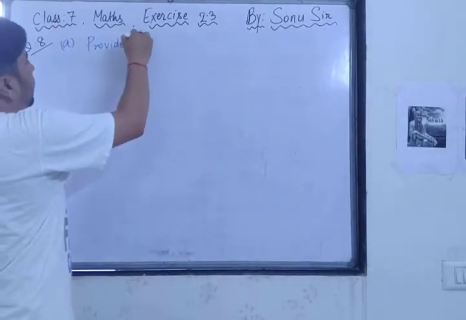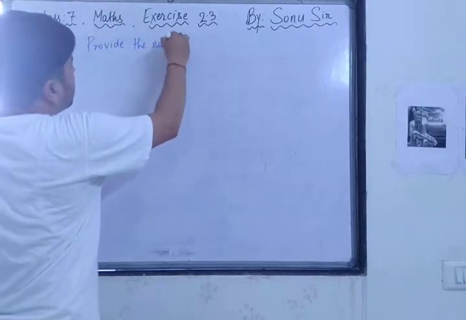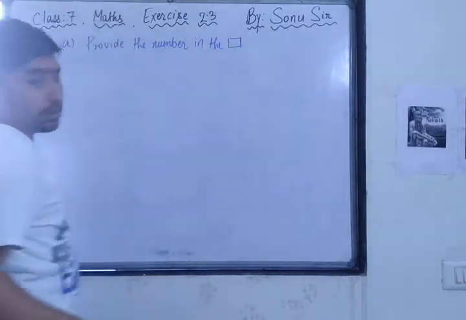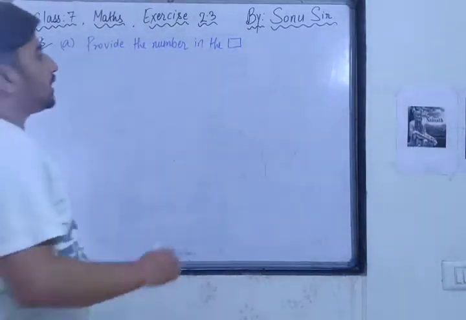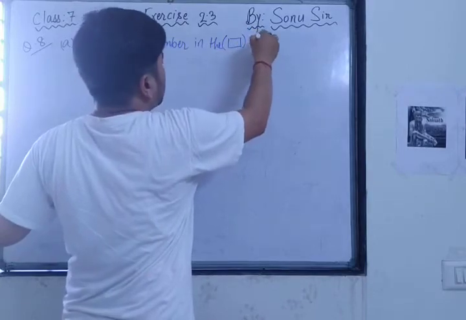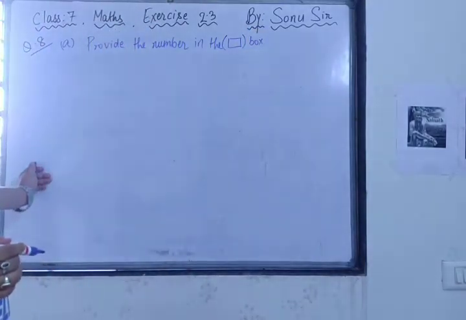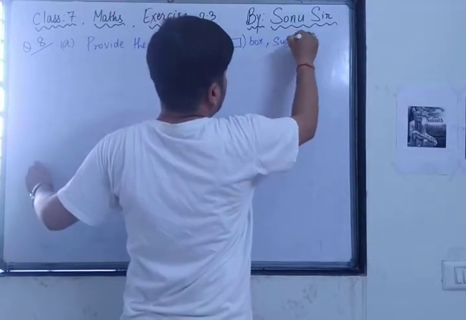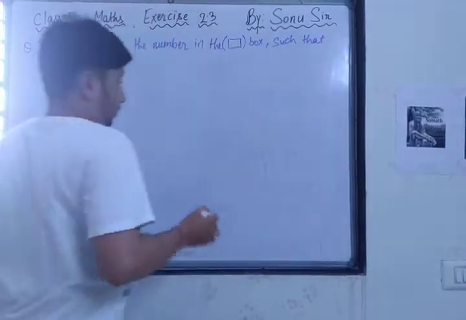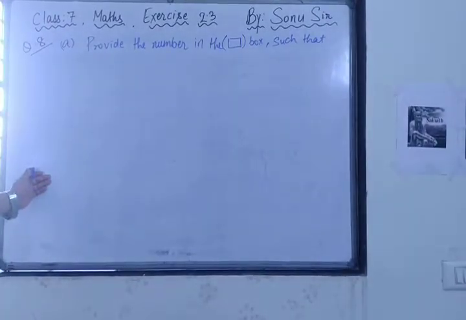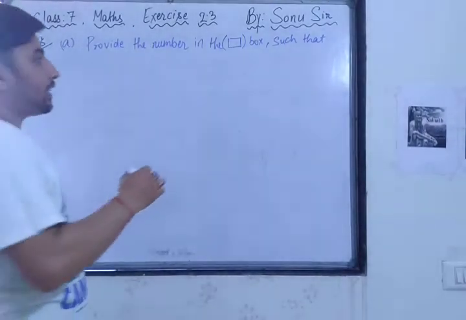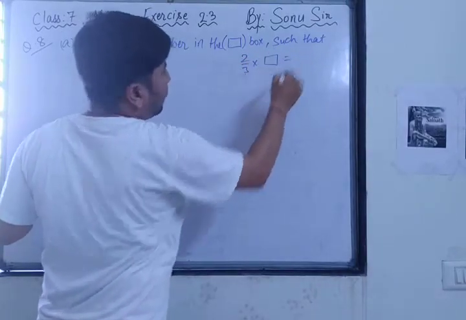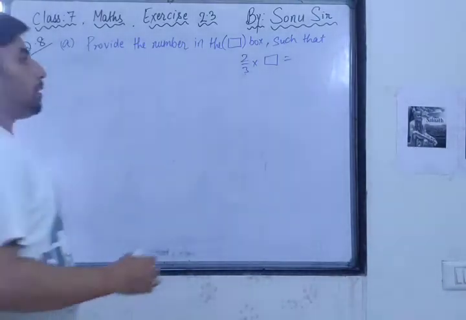Provide the number in the box. This is the box. Provide the number in the box such that 2 by 3 into box is equal to 10 by 3.